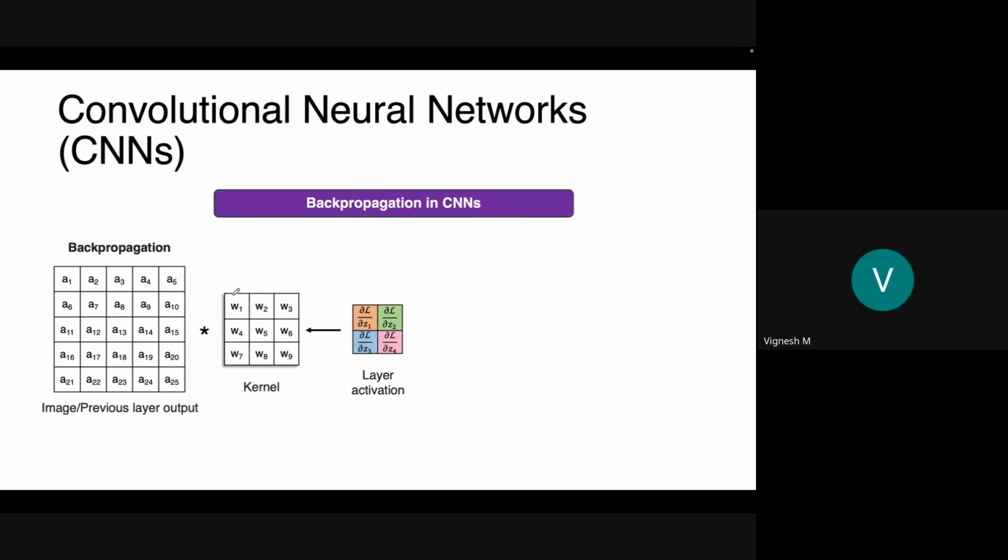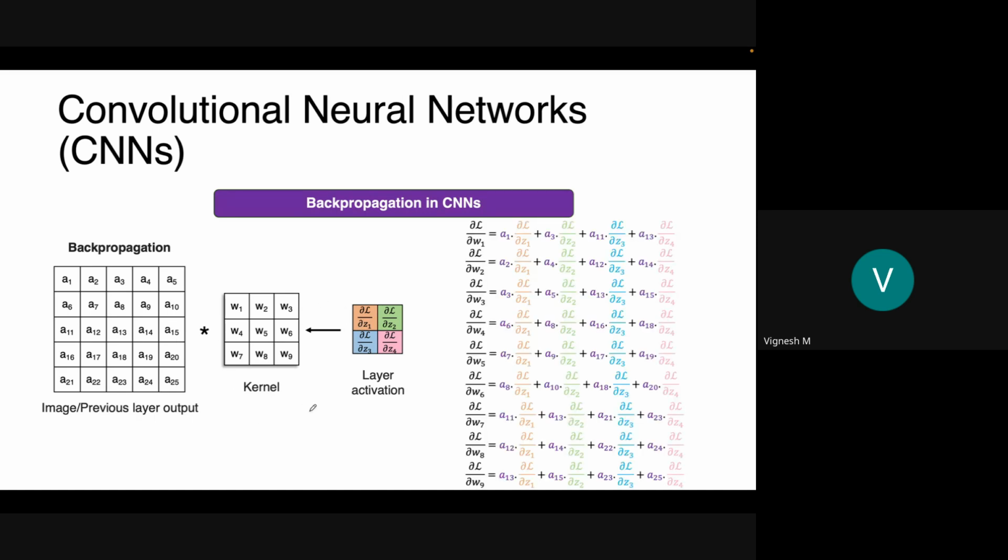So this is your back propagation, right? That is, you have the loss at this level, dou L by dou Z1, dou L by dou Z2, and so on, so forth. And now you are pushing this loss through this weight function, right? And you'll have these 9 equations, right? For each W1, W2, W3, and so on, right?